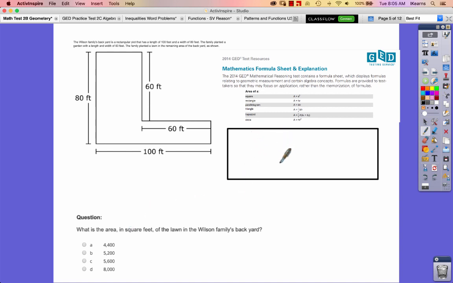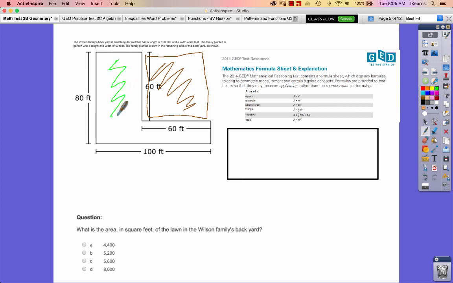All right, so let's deconstruct this one a little bit here. They planted a garden. If you look, this is the area where they planted the garden. Okay, right here. I'm just trying to decode this. So here's the garden, and then it said the family planted a lawn in the remaining area as shown. So in green, this is the lawn.